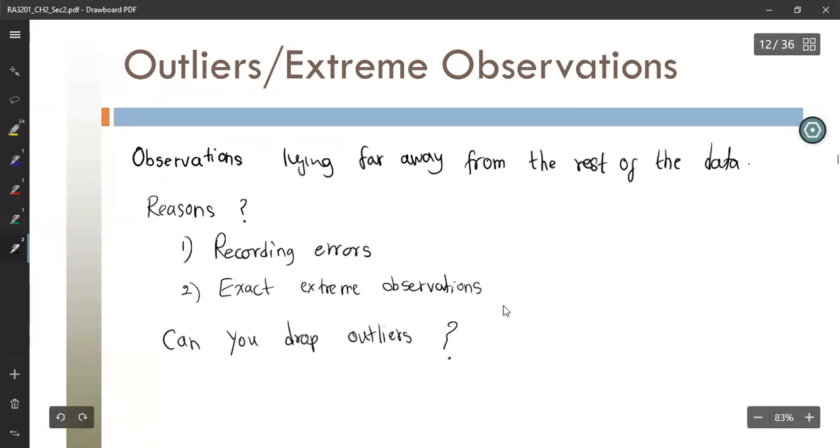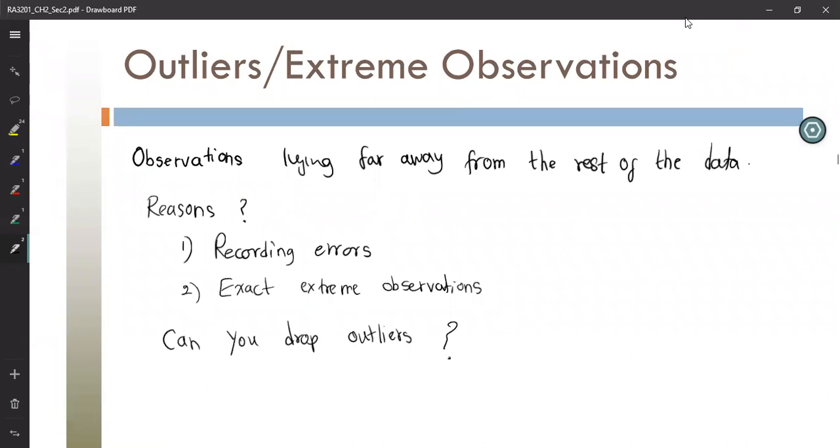But keep in mind, by just seeing an outlier in your data set, you cannot blindly drop it. You have to look at it in detail. If it is an error, then correct it. If it is an actual observation, is it harmful to keep it, or do you have to keep it? You have to study it before you do anything with your outlier.